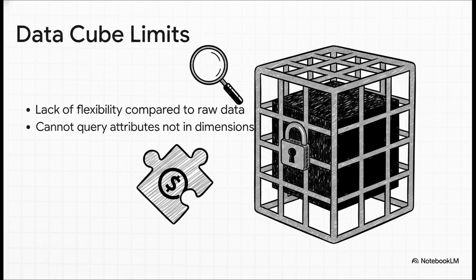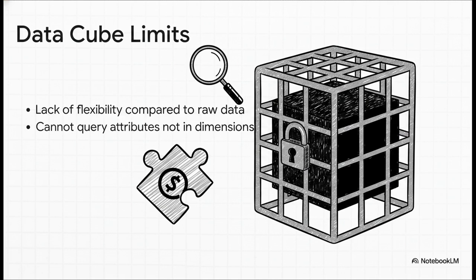You might be asking yourself, if data cubes are so instantly fast, why don't we just pre-compute everything and throw away the raw data entirely? Well, we don't do that because of a massive, critical loss of analytical flexibility. The primary disadvantage of a data cube is that you are completely locked into the dimensions you chose when you built the thing.